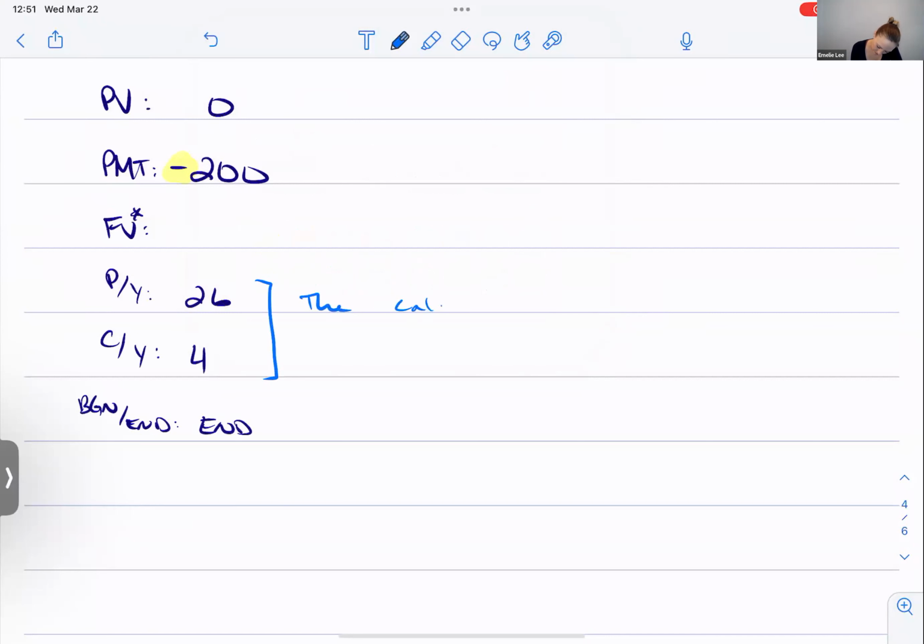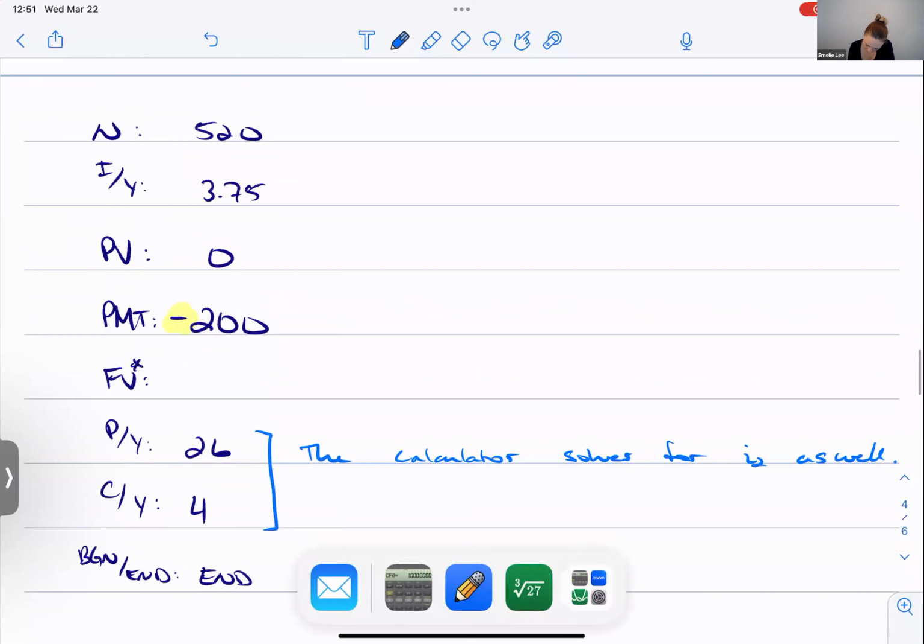Here, the calculator solves for I2 as well. By telling it that these things are different, it solves for I2 just in the background. All right, so I think we're ready to.